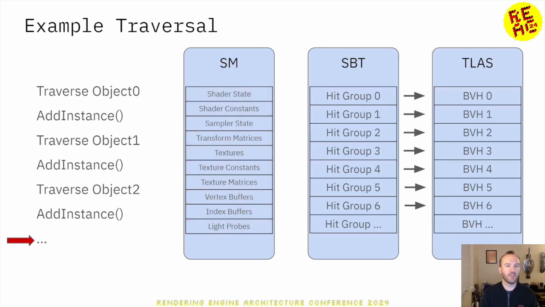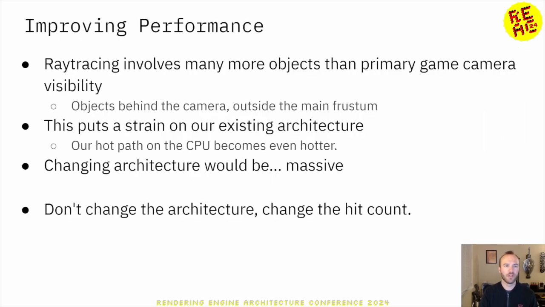It's worth pointing out that each individual object here is getting a unique hit group entry in the shader binding table. And this becomes notable because ray tracing will naturally involve processing many more objects than the primary camera frustum would normally, considering, for example, the objects that are behind the camera for reflections. There's simply going to be more objects processed. This puts a strain on the existing architecture, as the state machine population and flush were designed and exercised to process a certain number of objects to hit a target frame rate. And we've now doubled, tripled, or maybe even quadrupled those numbers in some cases. The cost on the CPU becomes very high.